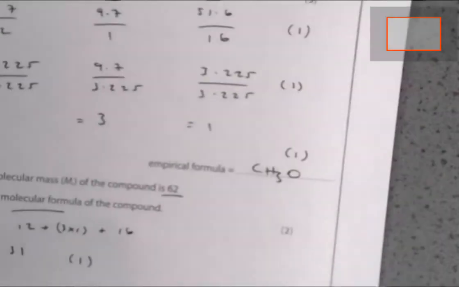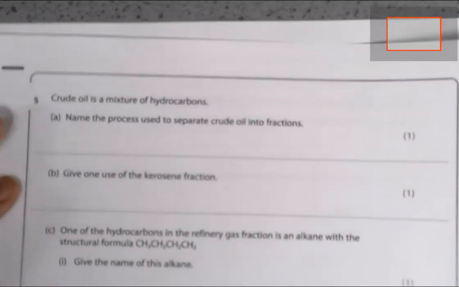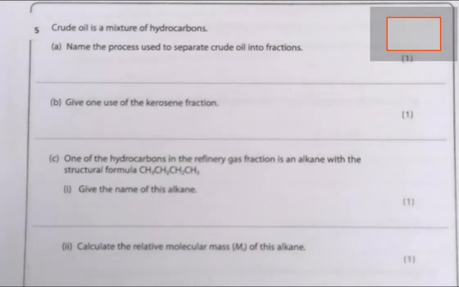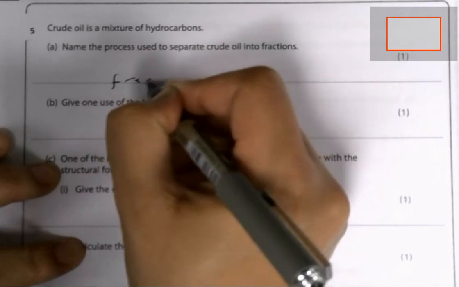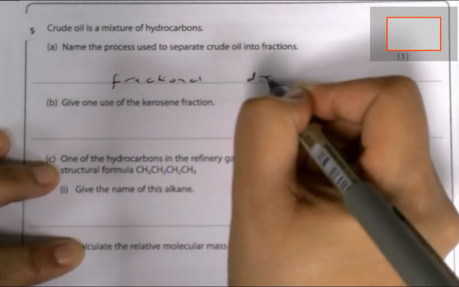Okay, so we're nearly there now. We're on the last question of this paper. Crude oil is a mixture of hydrocarbons. Name the process used to separate it. Well, that is fractional distillation.